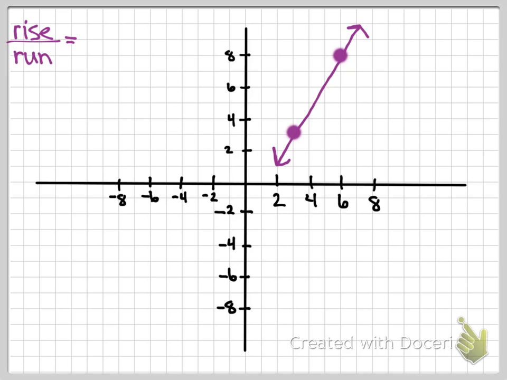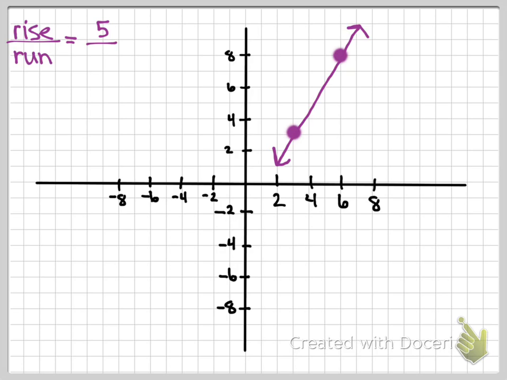What's my y value for my first point? It's at 3. What's my y value for my second point? 8. So what is the change in y from 3 to 8? It's going to be, I heard it, 5. So that's my rise, because between the 2 points, my y value changed by 5. Do you see that? It went from a 3 to an 8, so it changed by 5. Now what about my run?